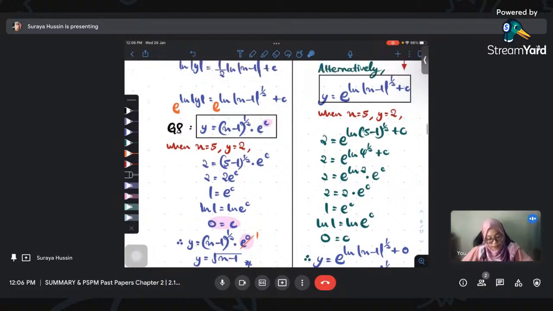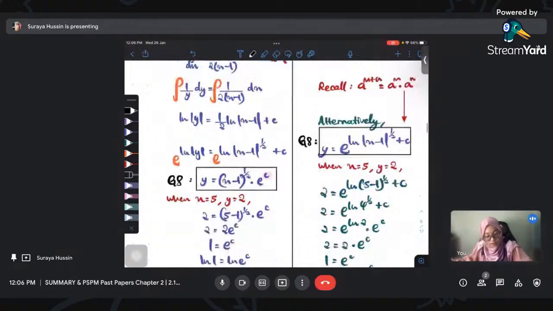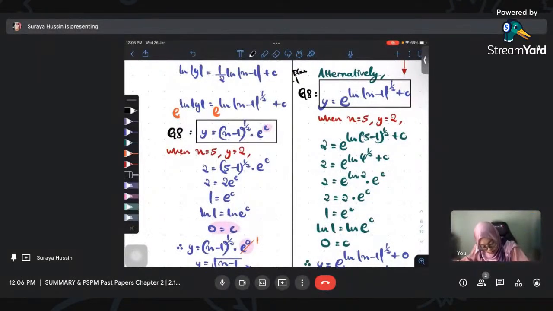Alternatively, saya jadikan ini pula sebagai jawapan general solution, kalau tengok dalam buku tutorial kamu. You akan sedar dalam buku tutorial, jawapan general solution adalah yang ini. Miss, memang ada banyak bentuk general solution ke? Yes, memang banyak sangat bentuk general solution. Up to you guys, and pemeriksa boleh terima.